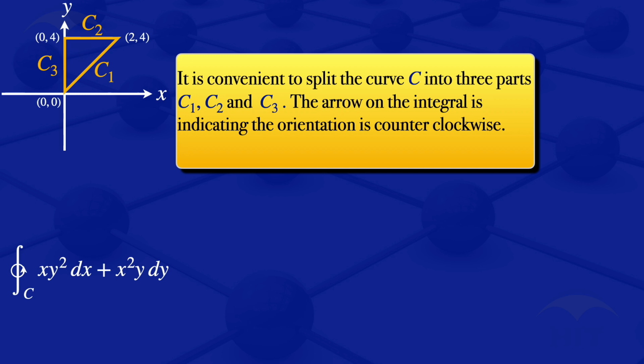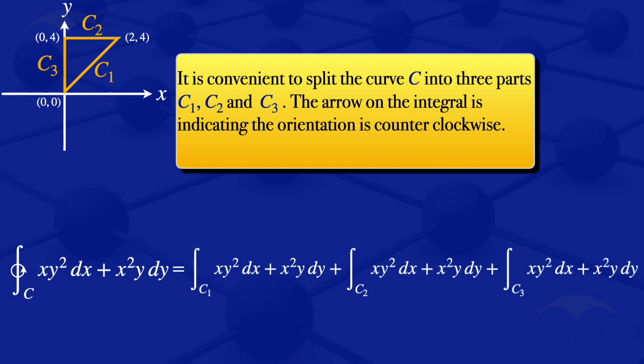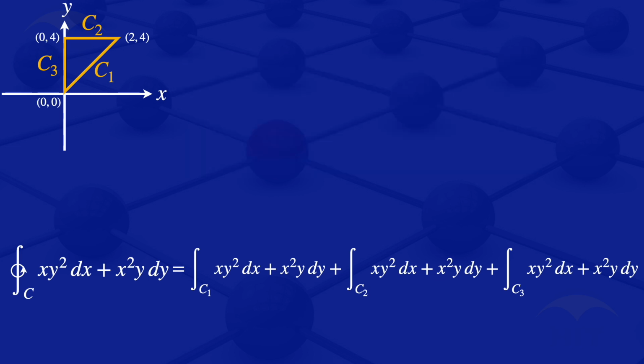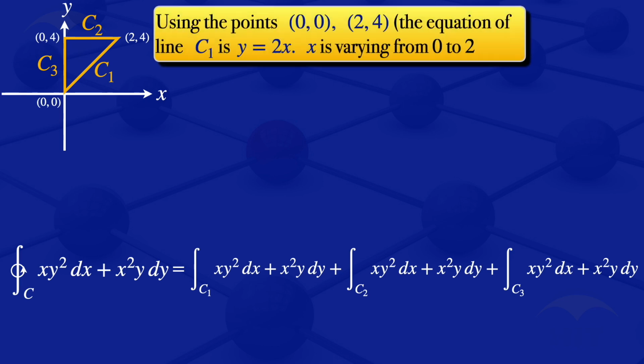And for that integral, when you have split it, it will become the integral along the curve C1 plus the integral along the curve C2 plus the integral along the curve C3 of xy squared dx plus x squared y dy. So let us now go on and evaluate the line integrals along those 3 curves. Along curve C1, we are seeing it's a straight line which passes through the origin and the point (2, 4).